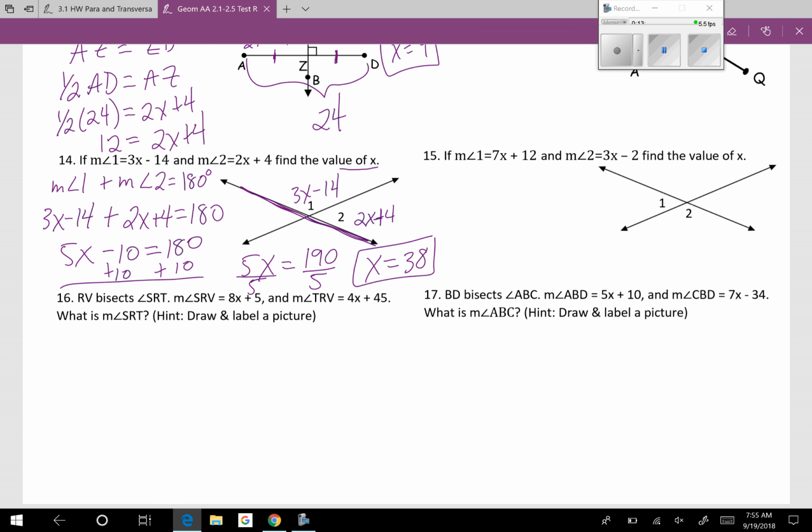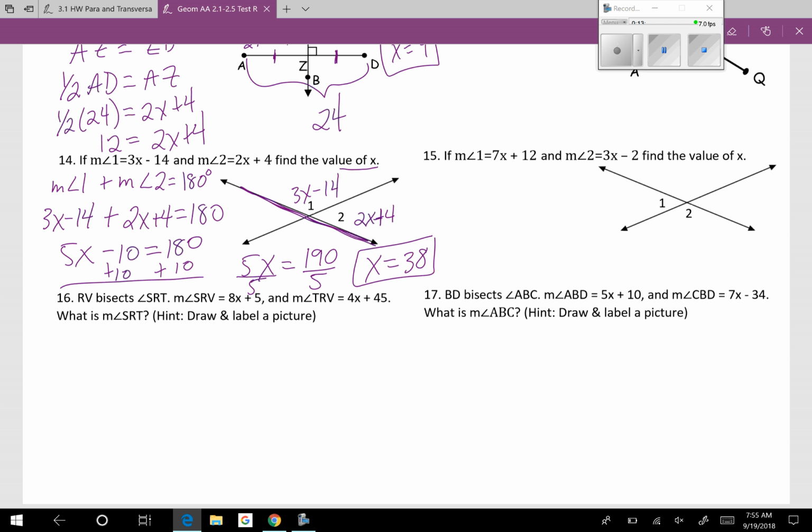All right, now our last one we'll do together is number 16. It says RV bisects angle SRT. And then they're saying the measure of angle SRV is equal to 8x plus 5, and the measure of angle TRV is 4x plus 45. And they want us to find the measure of angle SRT. And it says, hint, draw and label a picture.